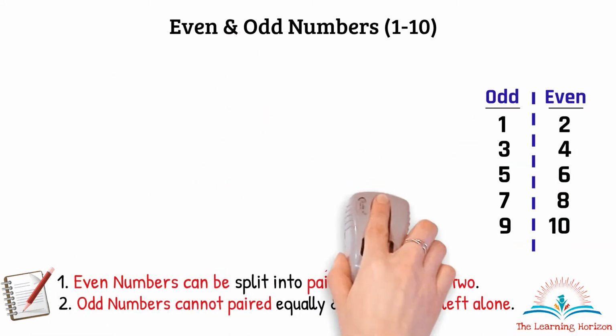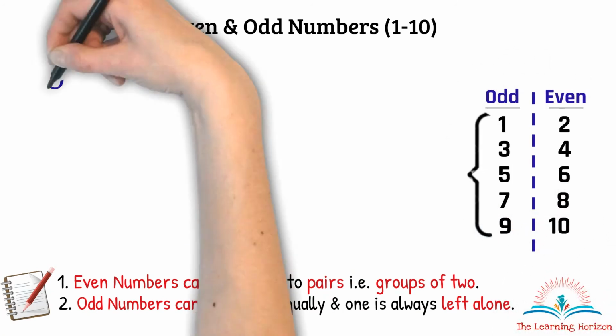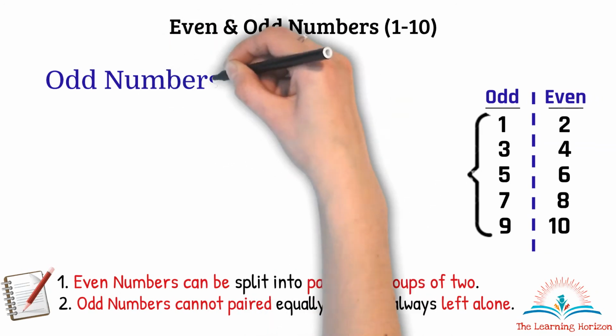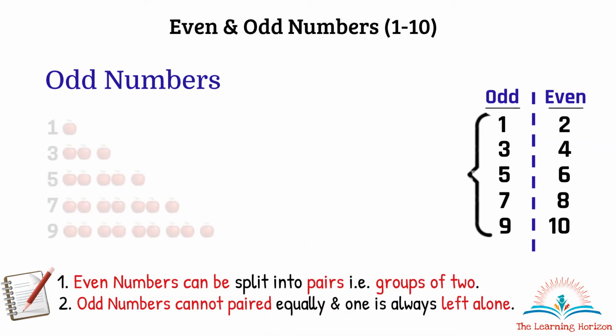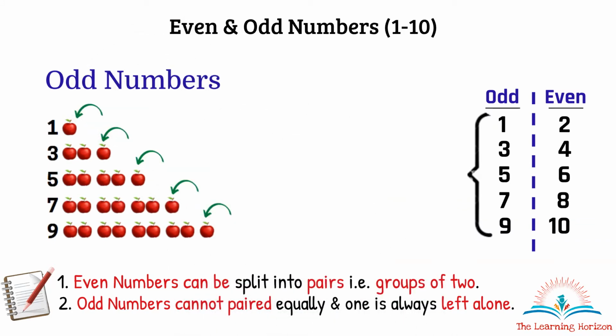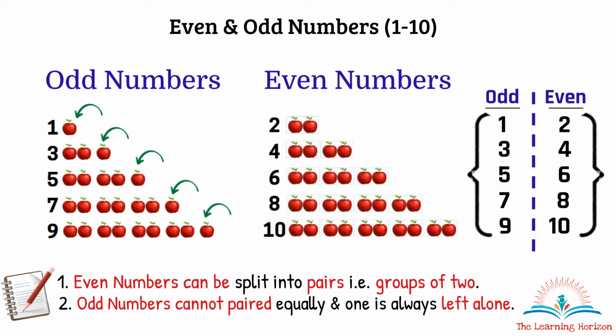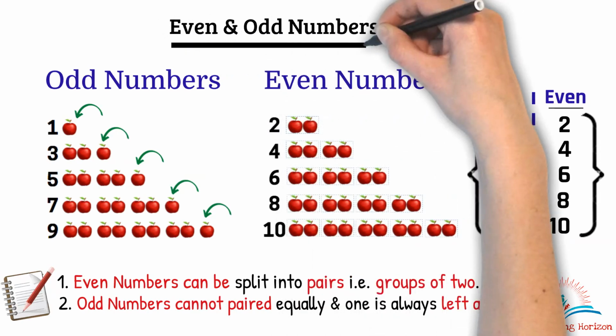So 1, 3, 5, 7 and 9 are all odd numbers, because when we split them into groups of 2, 1 is always left alone. 2, 4, 6, 8 and 10 are all even numbers because they all can be split into exact groups of 2. We have seen how we identify if a number is odd or even for numbers 1 to 10.